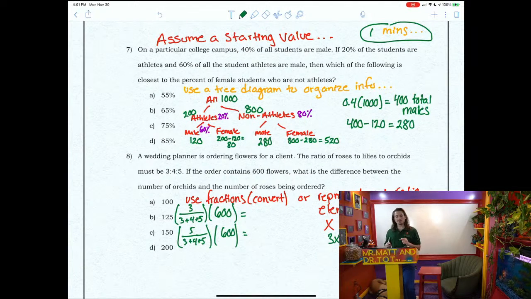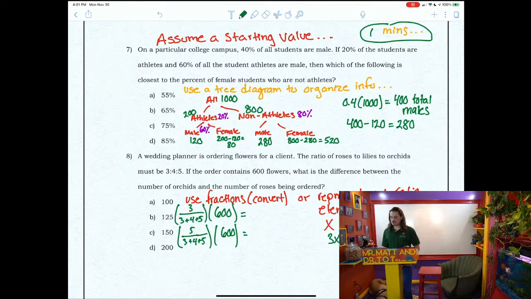From each of those classifications, I'm going to split the groups into male versus female. So it says that 60% of the athletes are male. So 60% of 200 athletes is going to be 120 male athletes. From there, I know that there's 200 total athletes and 120 of them are male. So that means that 80 of them must be female, so there's 80 female athletes.